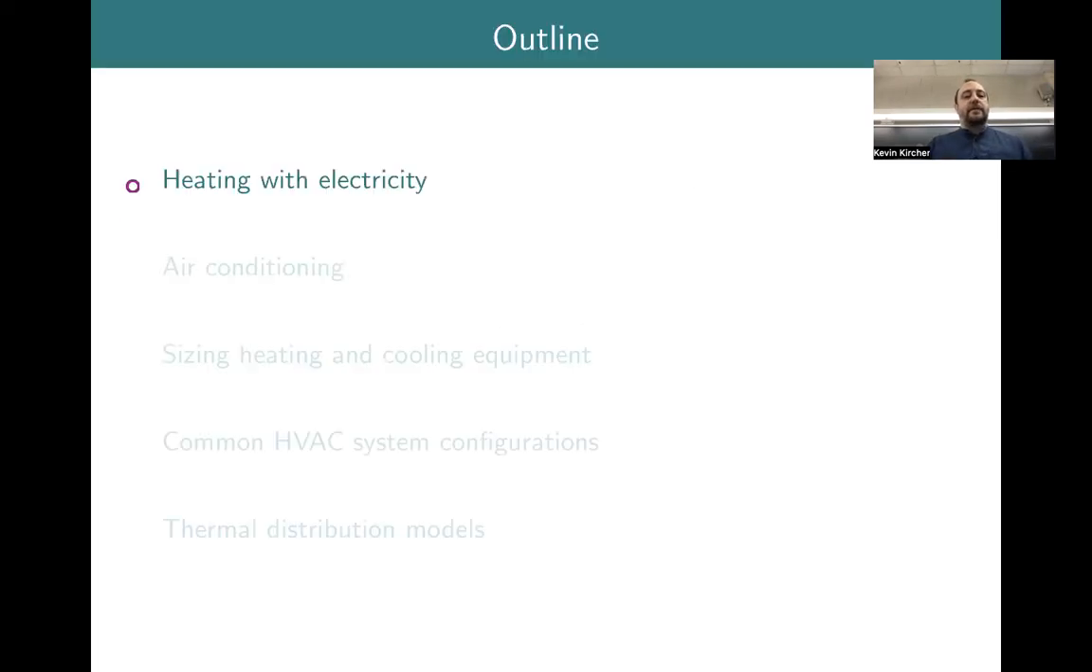Okay, so outline for today, we'll talk about heating with electricity through both electric resistance, it's called joule heating, and also through heat pumps. We'll talk about air conditioning, a note on sizing heating and cooling equipment, and then we'll talk about some distribution systems for residential and commercial heating and cooling systems. And then we'll talk about some models of fans and pumps and things like that.